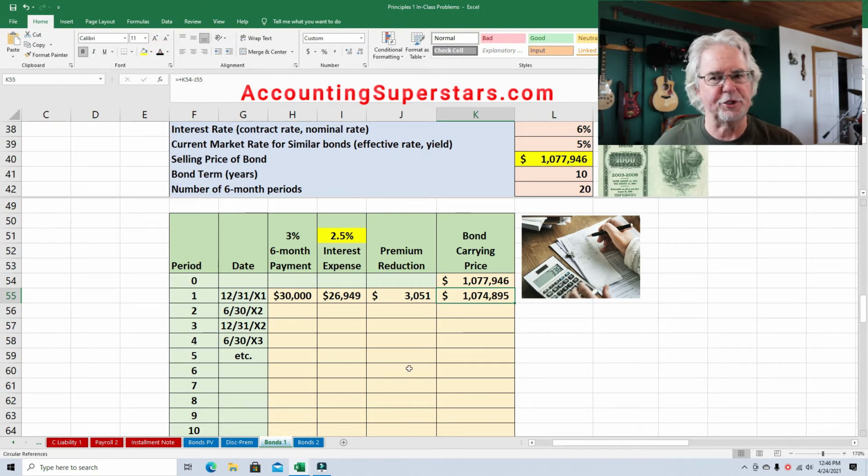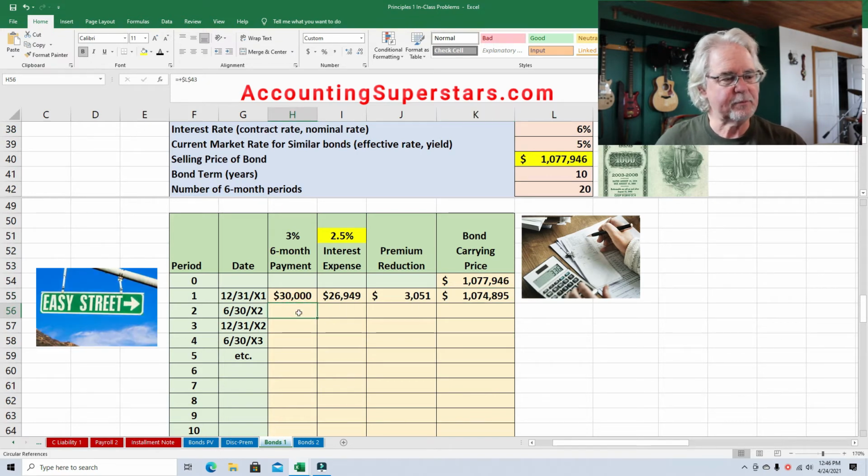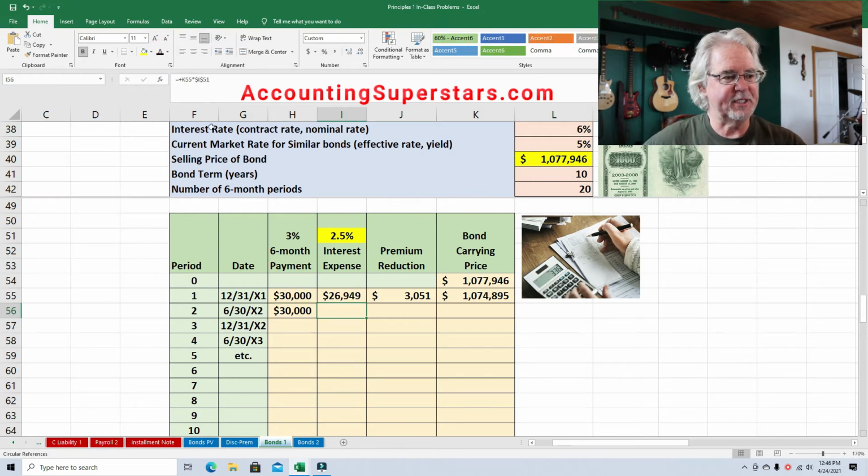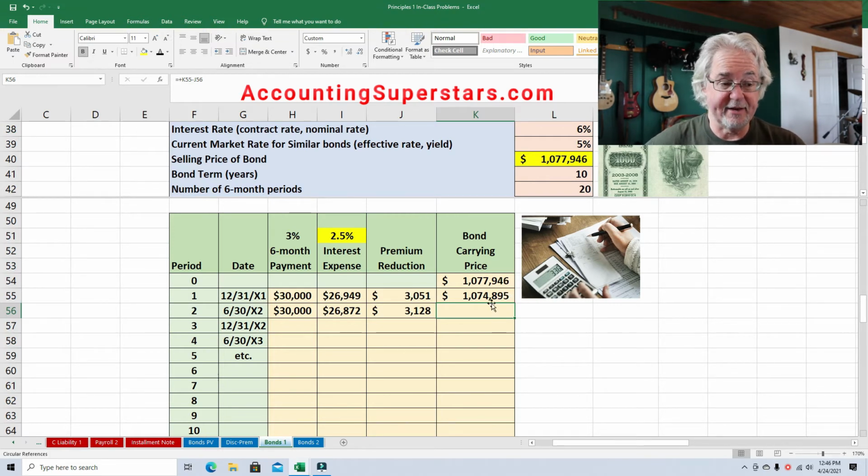So let's do another line or two so you will have this. So line number 2, 6-month payment is $30,000. The interest expense is 2.5%. 2.5% of what? Well, 1,074,895. So there we go. So how do we get the premium reduction? All we do is subtract 30,000 minus 26,872, and we get 3,128. How do we get the bond carrying price at the end of the second period? We just take 1,074,895 minus away 3,128. And here we go.